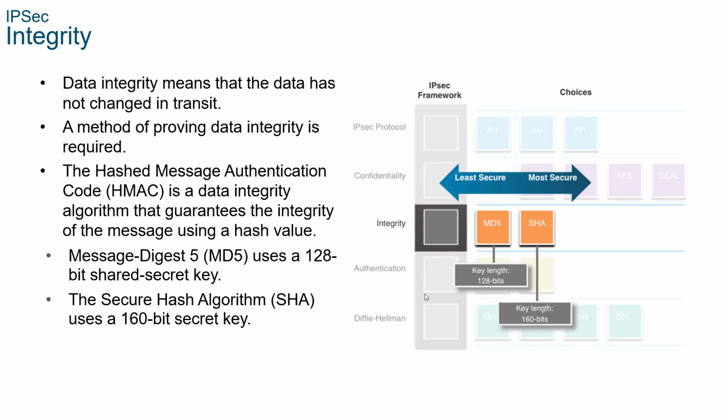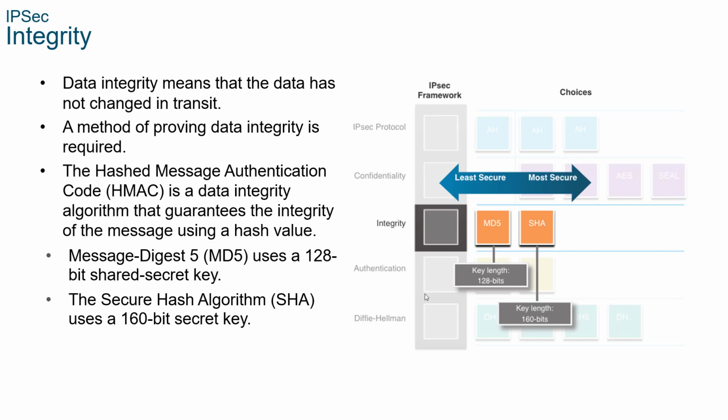the data across the tunnel. The hash is removed and calculated to verify that nothing with the integrity of the data has changed. MD5 is still pretty common. However, it is not as secure as using SHA, because SHA is going to use a 160-bit secret key.